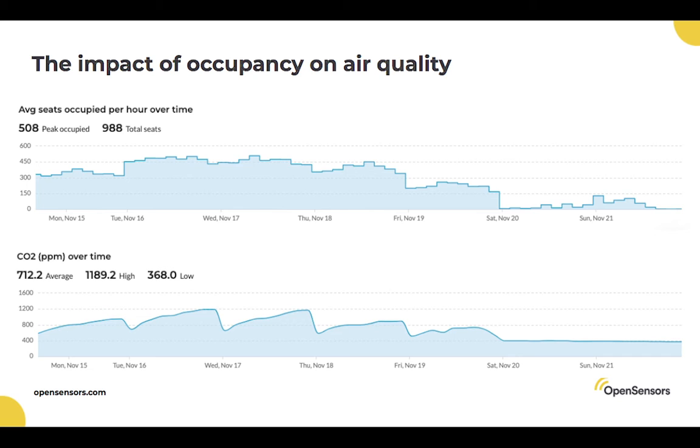When occupancy is high, CO2 is higher. When occupancy is very low, like on the weekend, CO2 is nice and stable, doesn't peak, doesn't change. So it's the occupancy that is driving this change in CO2.